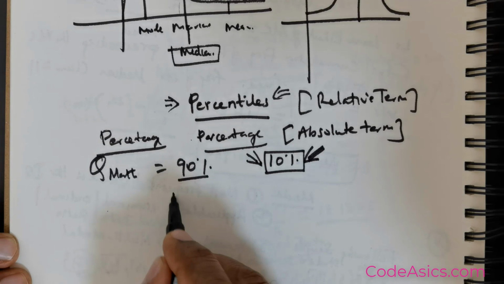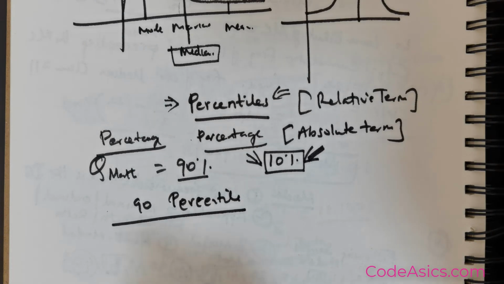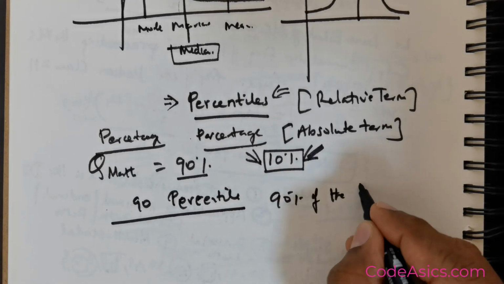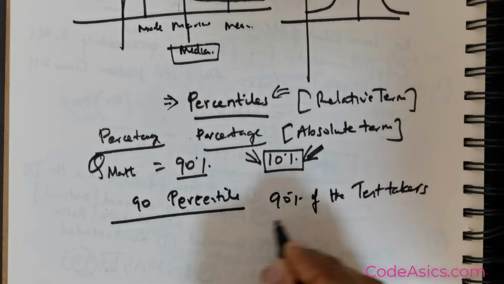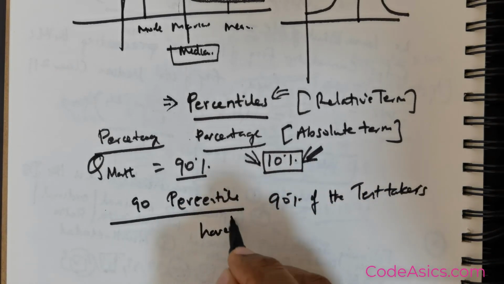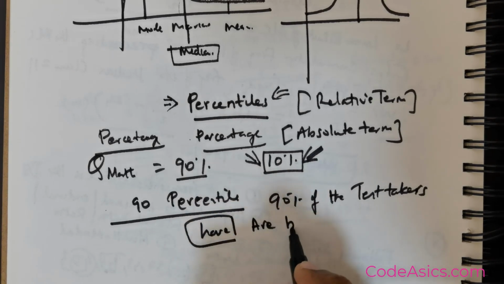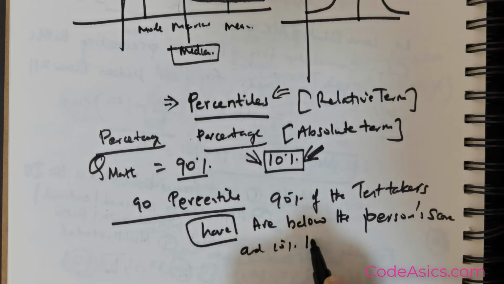But if a student says their score is 90 percentile, then it does not mean the student knows 90% of the paper. It only means that 90% of the test takers have not done well, or I would use the term, 90% of test takers are below and 10% lie above.